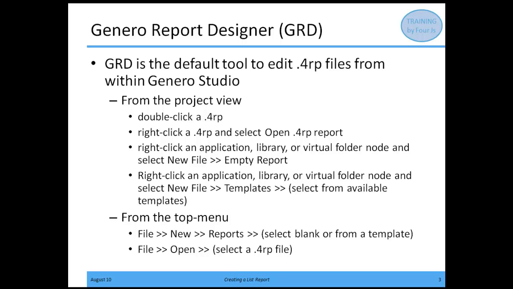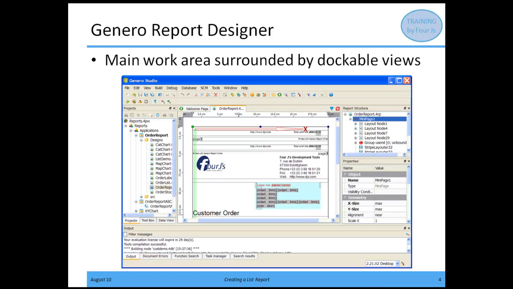Alternatively, if you already have the 4rp file, you can do File, Open, then locate that 4rp file and select it. For the remainder of these slides, I'm going to first present some theory on a PowerPoint, and then I'm going to take you off and show you examples using Genero Studio itself.